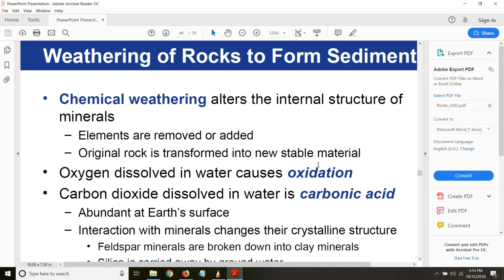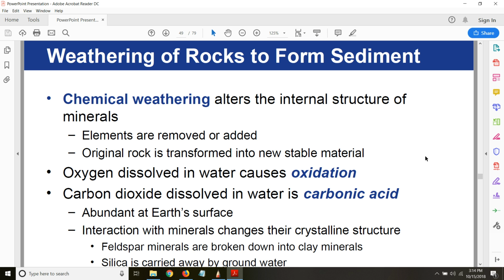Okay, so chemical weathering alters the internal structure of minerals. Elements are removed or added. The original rock is transformed into new stable material. An example of this process is something you must have observed in your own life. One example is oxidation of iron-based material, for instance, a nail.